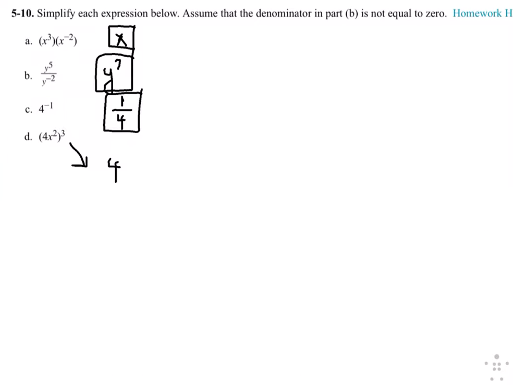So this becomes 4 to the third times x to the 2 times 3, which is 6. But I can't leave 4 to the third as 4 to the third after I actually multiplied out. So 4 times 4 is 16, times 4 is 64. So 64x to the 6th for D.